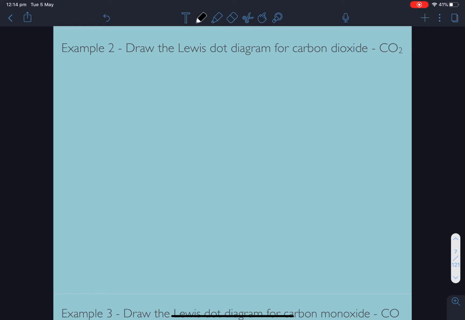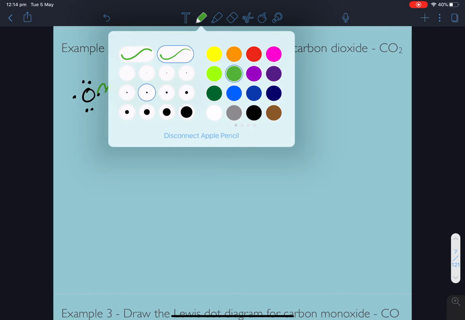Okay, Lewis dot diagram of carbon dioxide. A little bit of revision. Carbon has 1, 2, 3, 4 valence electrons. Oxygen here has 6 valence electrons. Okay, let's draw and form single bonds. This electron comes in. This electron comes in. This electron comes in. This electron comes in to fill the gap there. Let's redraw and see what's happening.